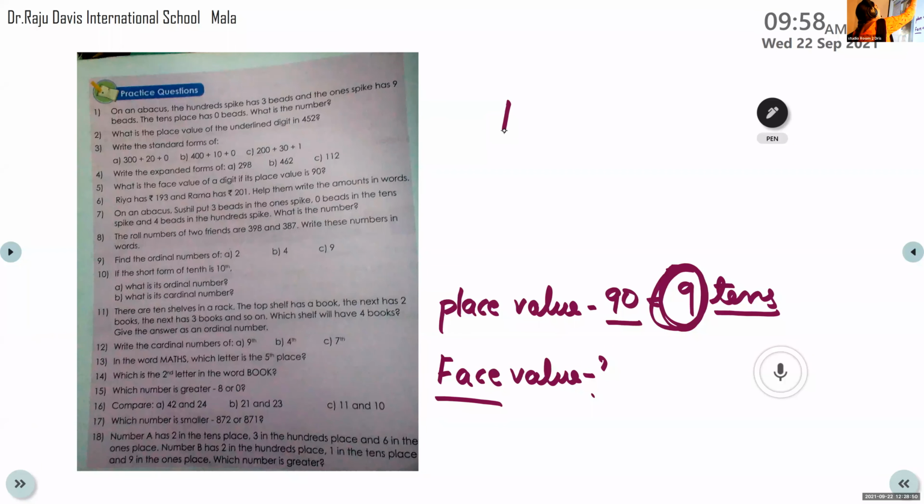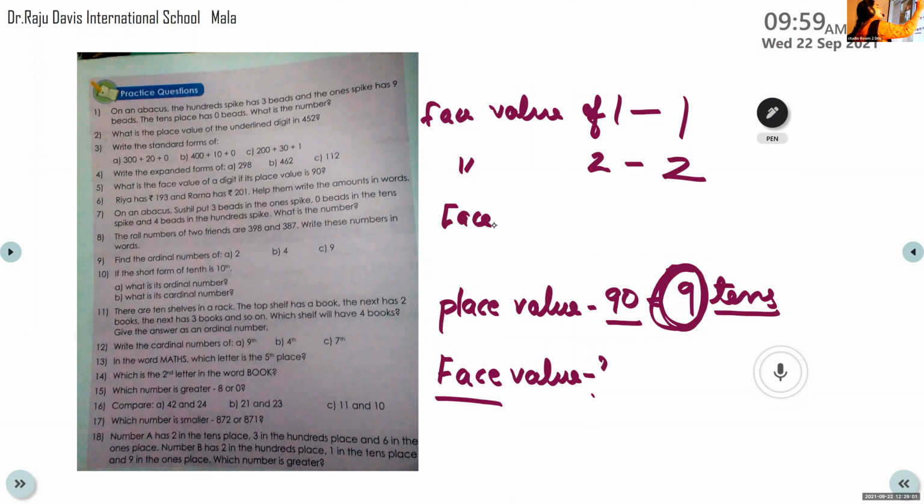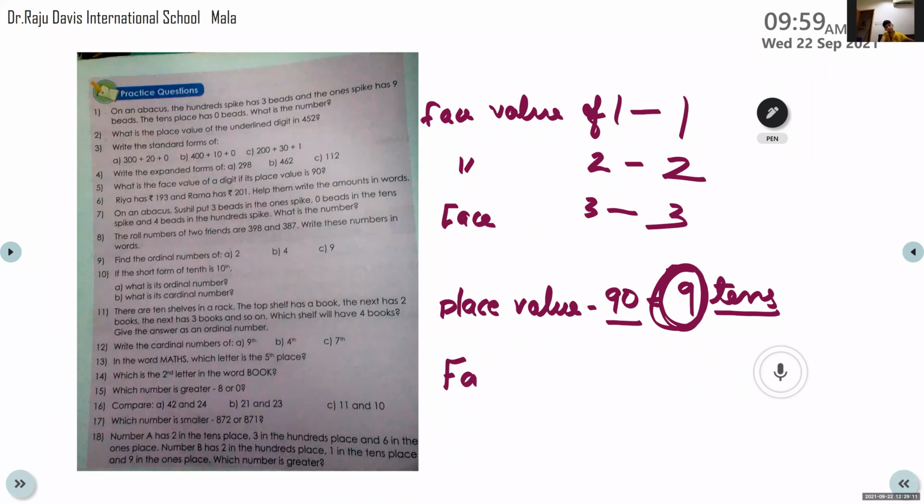Face value of 1 is 1, the same digit. Face value of 2 is 2. Face value of 3 is 3. Like that, the face value of a digit is same. So here the digit is 9. So face value of 9 is 9. Okay. So write the answer 9 over here.